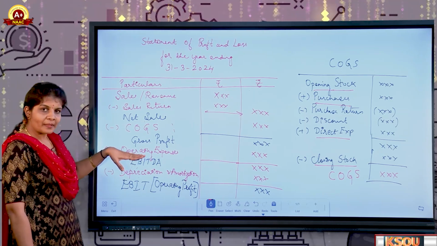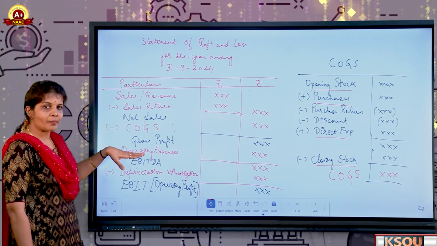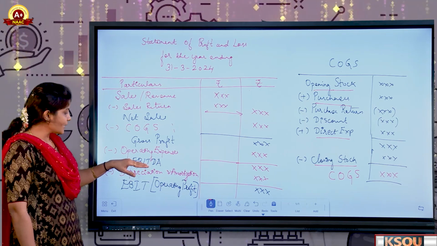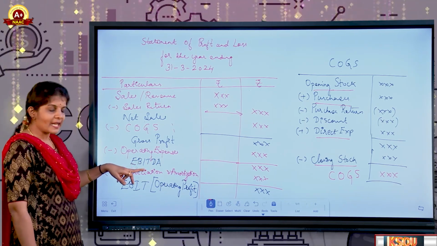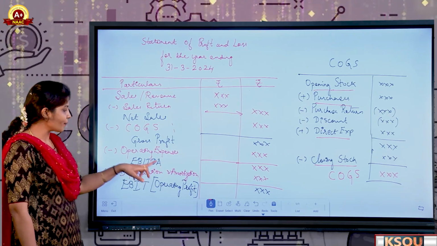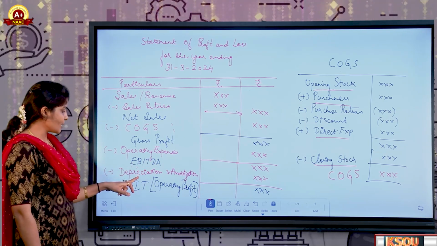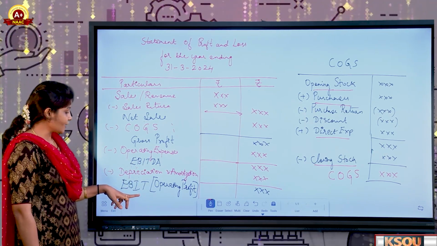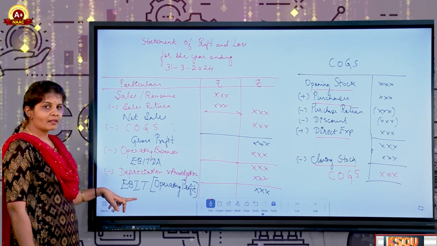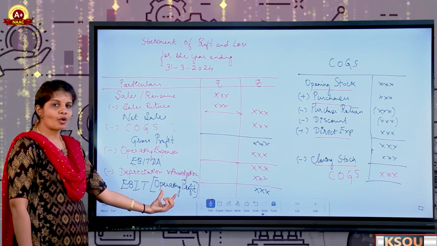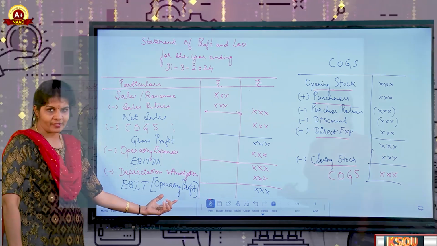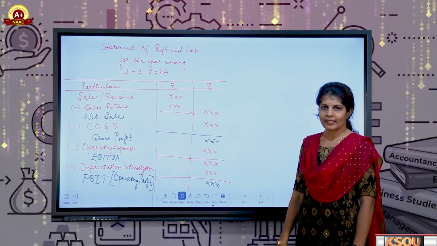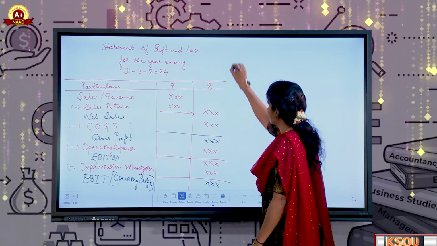Now deduct operating expenses, that is office and administrative expenses. The balance we get is called EBITDA. So this is nothing but earning before interest, tax, depreciation and amortization. Deduct depreciation and amortization. The balance we obtain is called EBIT. It's nothing but earning before interest and tax. This is also called operating profit. Okay, now we have obtained earning before interest and tax, that is operating profit.